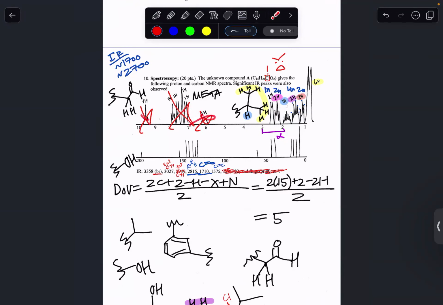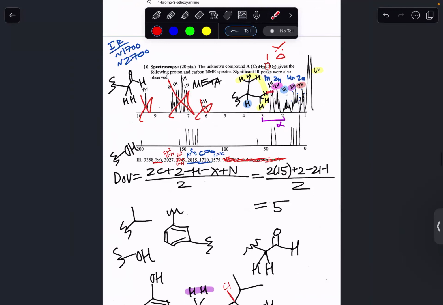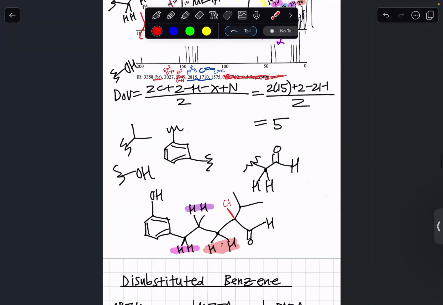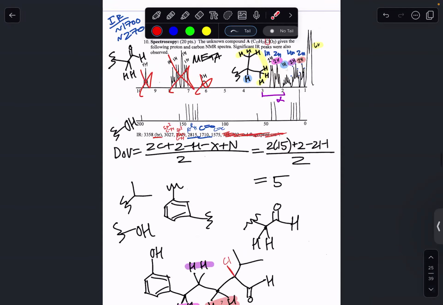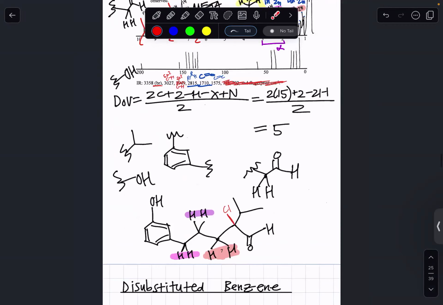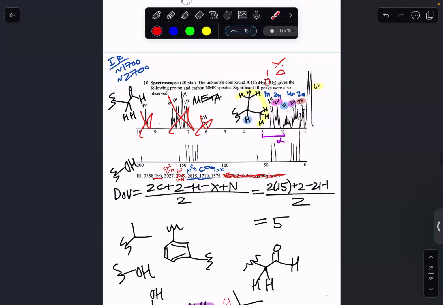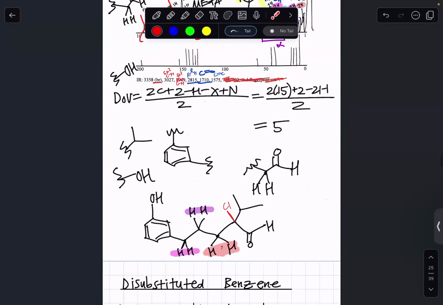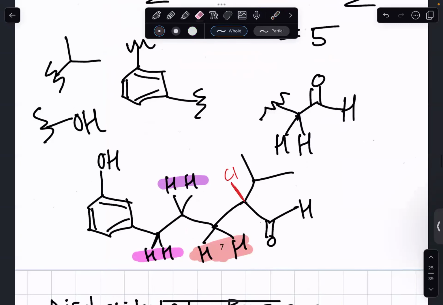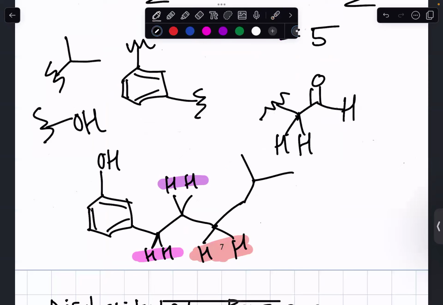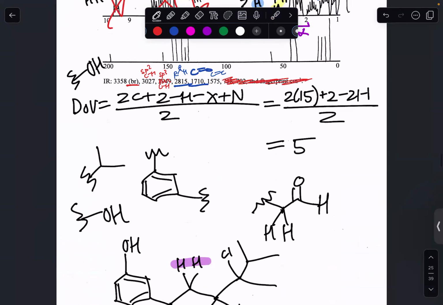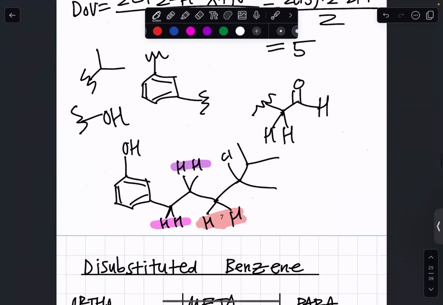CH2. Which are these CH2s with one neighbor? Okay. One neighbor. Okay, okay, I see what's going on here. So the Cl is gonna be right there. I'm gonna put this here. And then I'm gonna put, wait, actually CH2 right here. No, the Cl is not gonna be there yet. The aldehyde is gonna be right here. The Cl is gonna be right here.